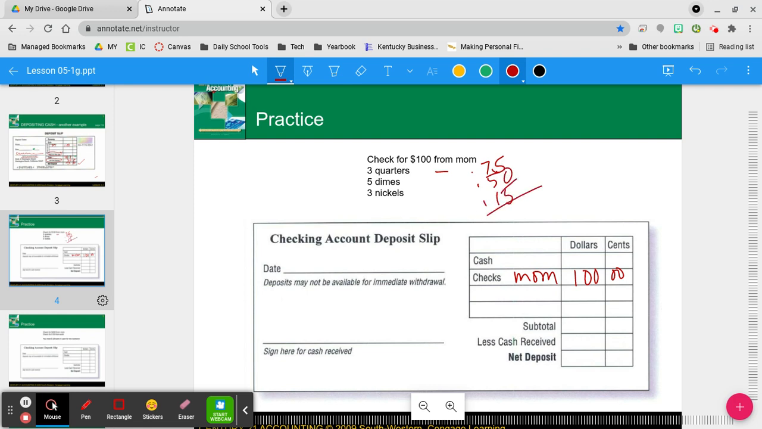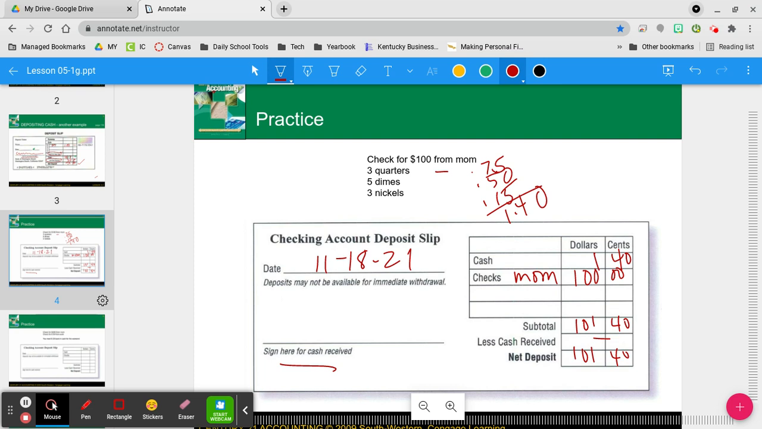5 dimes, 50 cents. And how much is 3 nickels? So how much is my change? What is that? $1.40? Is that what y'all think? So I have $1 and 40 cents. Okay. So what I do when I have these problems, I write my money down up here to kind of figure it out, and then I plug in. So I'm going to deposit $101.40. I'm not getting any cash back. So I don't sign here, but I do put the date. And we're assuming my name's pre-printed on it.